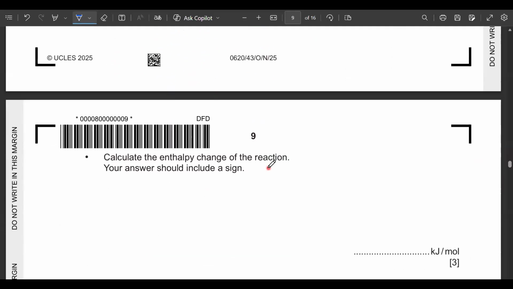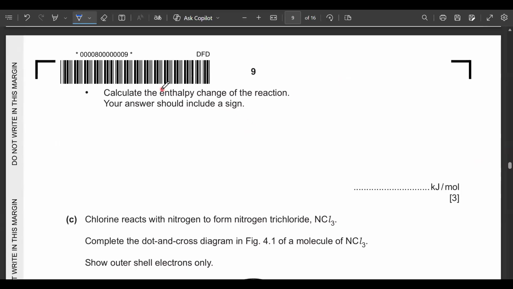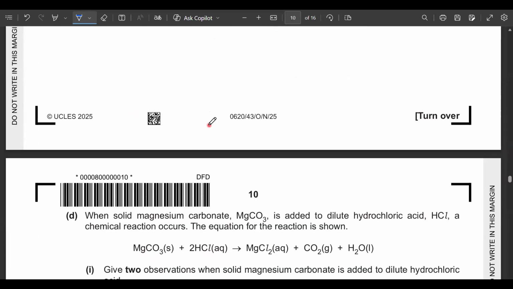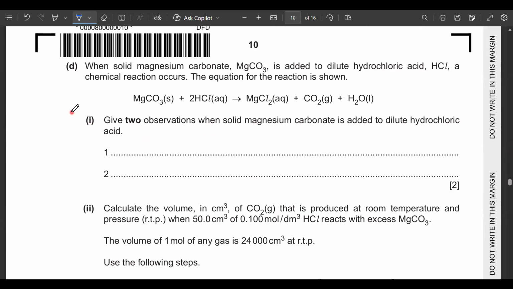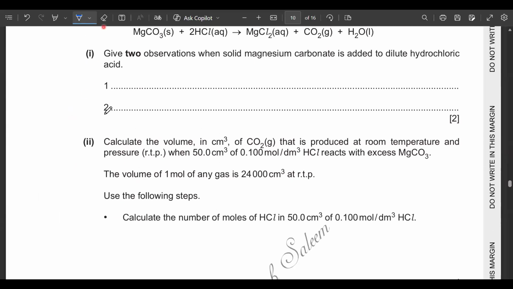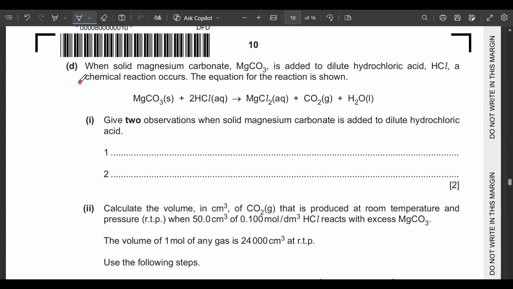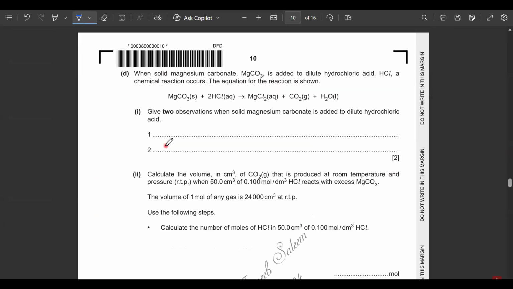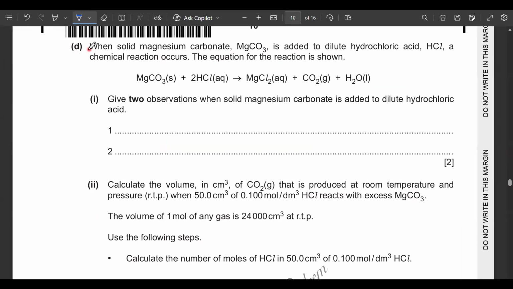All right, let's continue. C part is to be skipped. D part is also skipped. No, not completely. D part 1 to be skipped, but not 2. I will read from here.